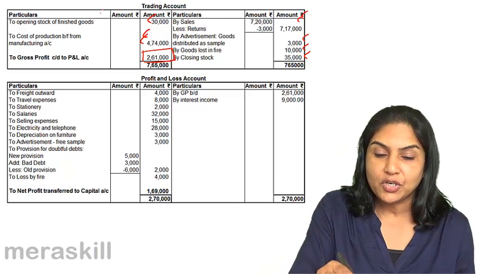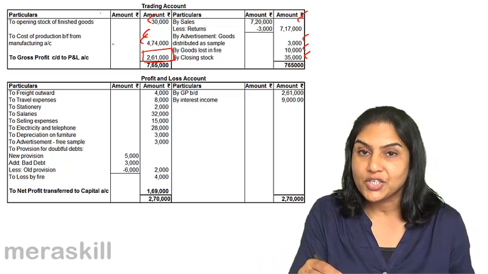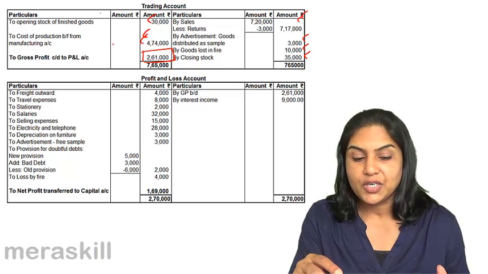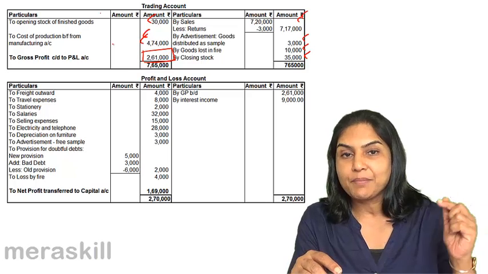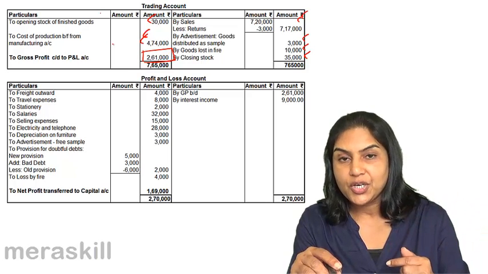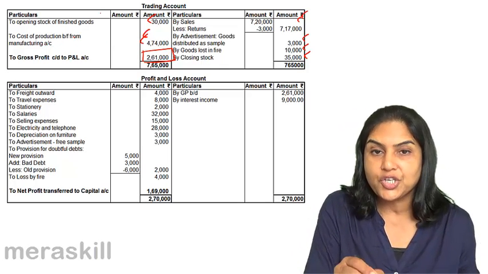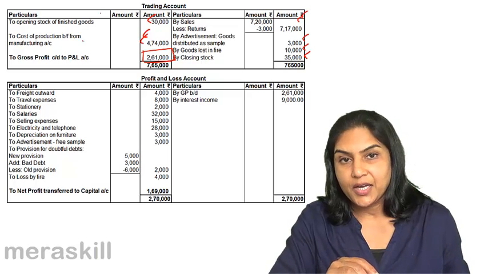So what have we done here? We have the opening stock of finished goods, we have the closing stock of finished goods. Just like we used to have purchase of goods in a non-manufacturing concern, in manufacturing we really don't have purchase. Materials are purchased, goods are manufactured, and the goods are transferred to the trading account. The cost of production is transferred from the manufacturing account to the trading account.